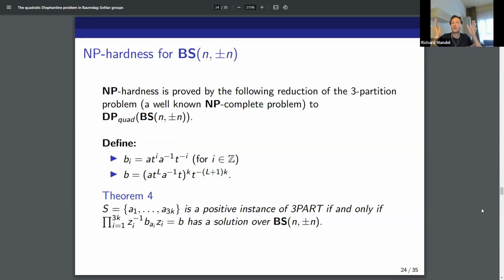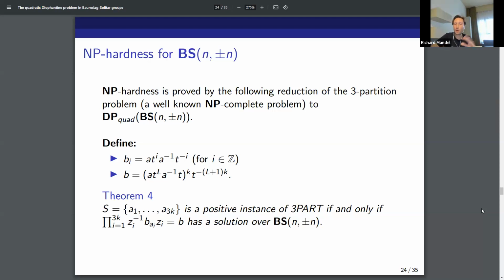The input to the problem is a multi-set of integers. There should be a multiple of 3 of these integers, and we can demand that they be positive. And the problem is to decide whether it's possible to partition them into triples, each of which have the same sum.